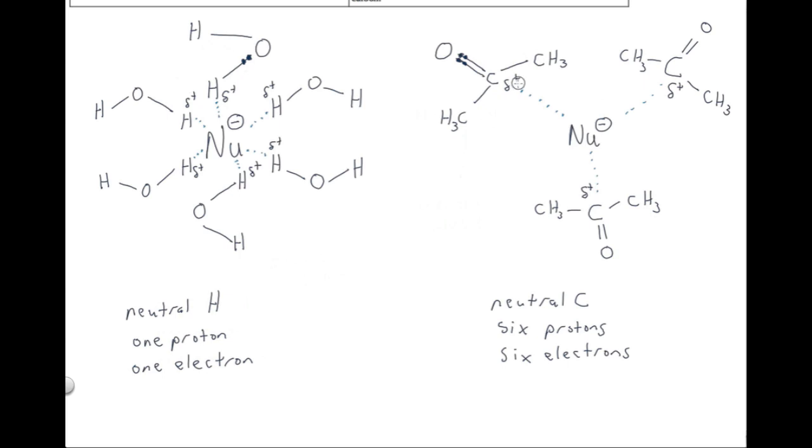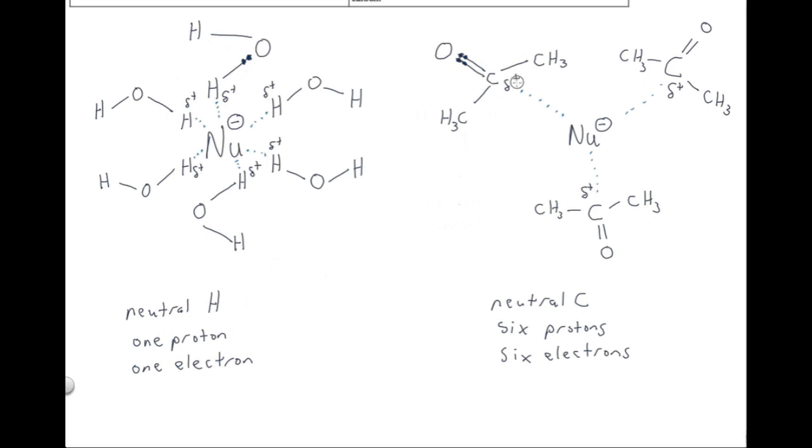The delta positive charge on the carbon will be attracted by this negative nucleophile, but it's not going to be a close, tight interaction because the nucleophile is also going to be repelled by all the remaining electrons that are still surrounding the carbon, both on the carbon, so to speak, and also in these 2 nearby methyl groups.